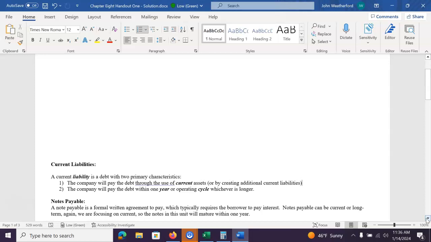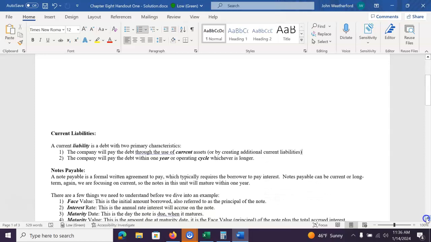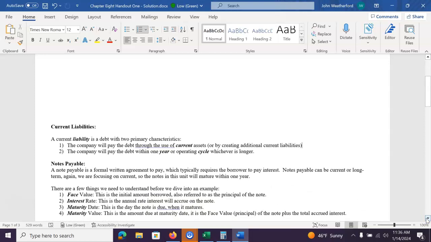Now, some terms associated with a note payable. We've got the face amount or face value. It's the amount initially borrowed. It's also called the principal balance of the note or principal balance on the loan. I'll use principal balance quite often.